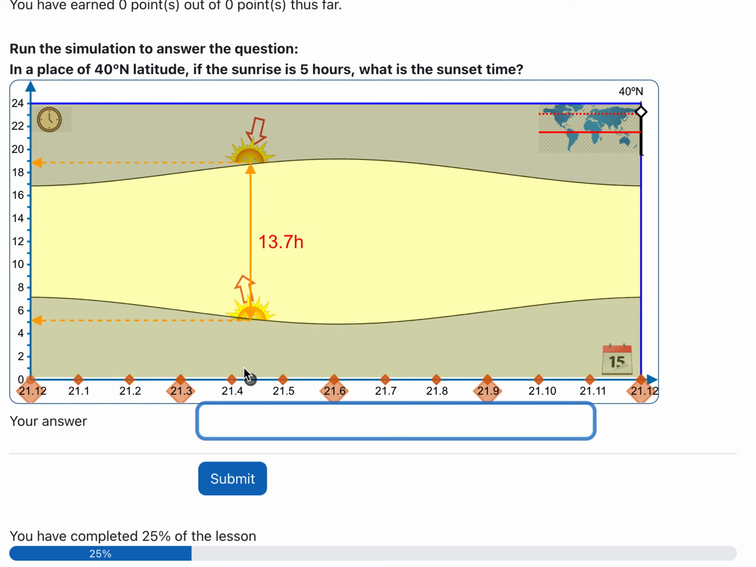We have to check 5 hours. Then the sunset time is 19, and then we submit and the lesson system checks if it is okay.